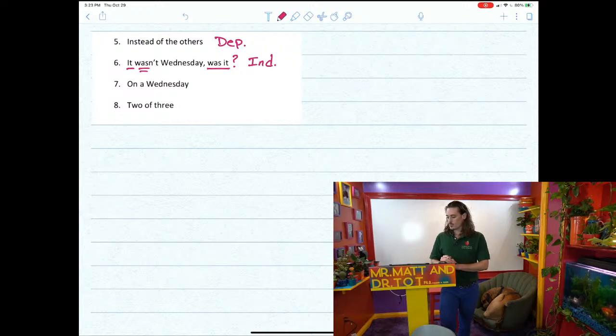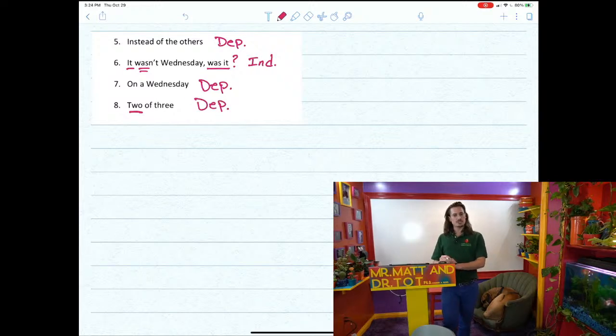Number 7, on a Wednesday. On a Wednesday what, right? So there's obviously some lacking information that's clearly indicative of a dependent clause. And 8, 2 of 3. Again, 2 of 3 what? There's one noun, which is pertaining 2 of the 3 something, but we don't have anything else, and we don't have a verb. So this is also a dependent clause.